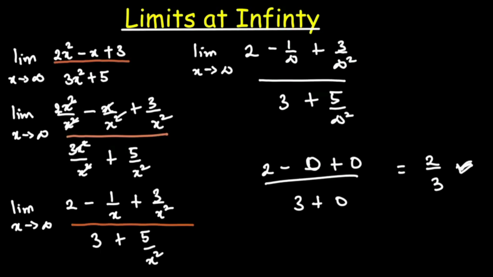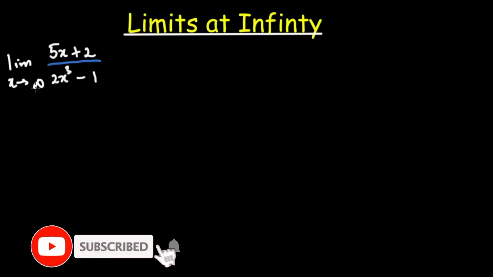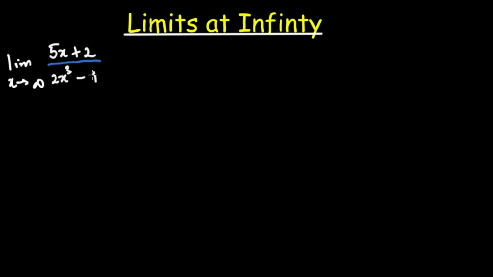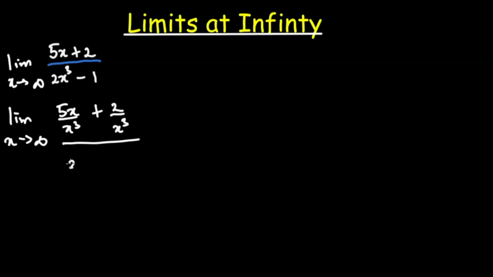Let's take a look at another problem. It says to find the limit as x tends to infinity of 5x plus 2 over 2x cubed minus 1. So just as we solved the other question, we're just going to divide each of the terms by the variable with the highest power, which is x cubed. So we're going to have the limit as x tends to infinity of 5x over x cubed plus 2 over x cubed, all over 2x cubed over x cubed minus 1 over x cubed.